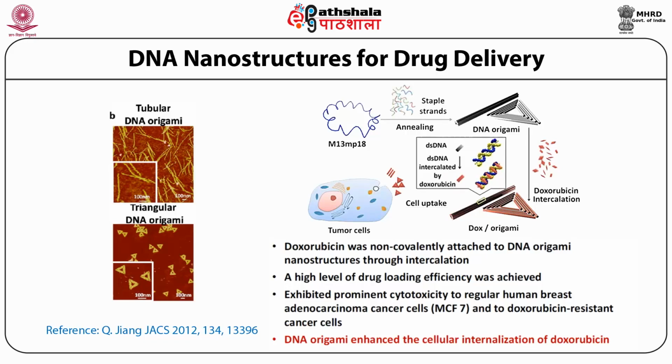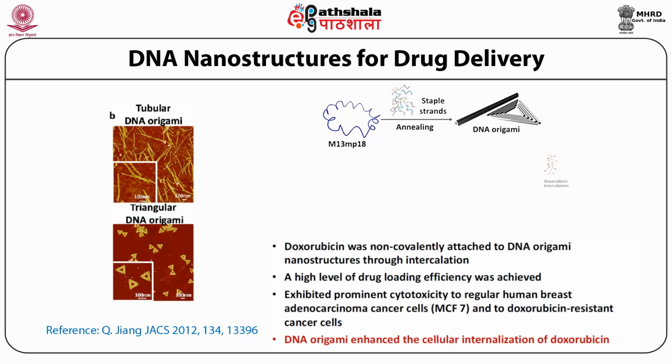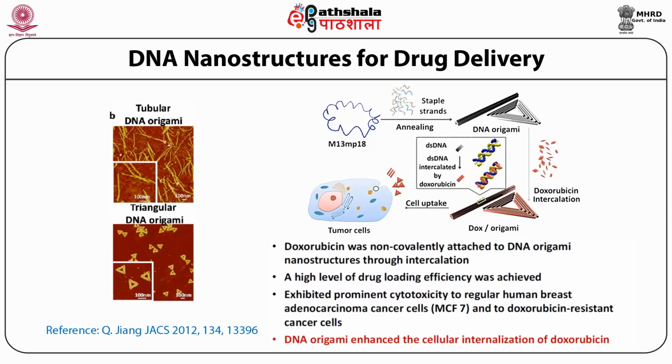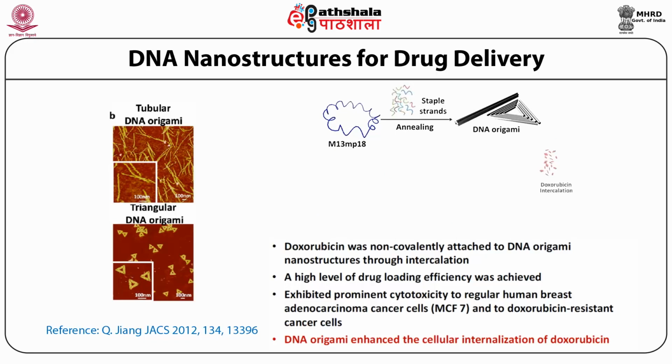Now you can see the tubular structure of DNA origami or the triangular DNA origami structure in the AFM image. You can see that they stay intact. However, when they were taken up by tumor cells, it was shown that a very high level of drug loading efficiency was achieved, and there is a prominent cytotoxicity in human breast adenocarcinoma cancer cells with this kind of doxorubicin loaded DNA origami structures. So definitely DNA origami enhances the cellular internalization of the doxorubicin.